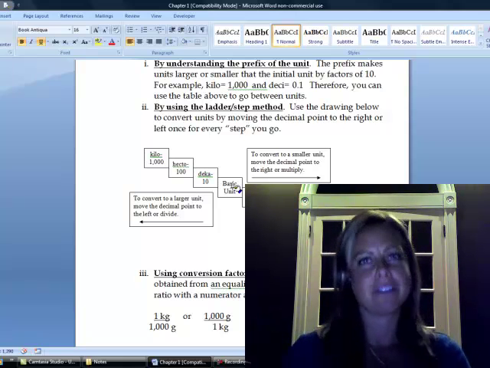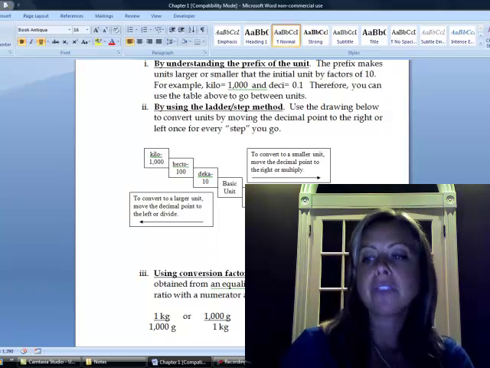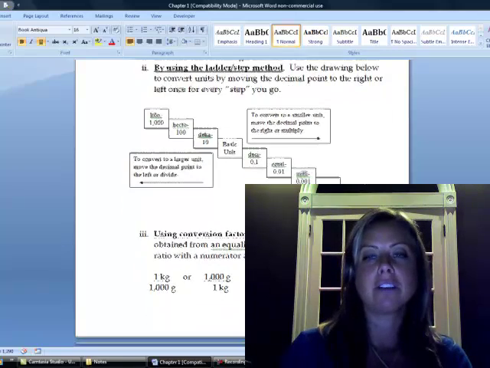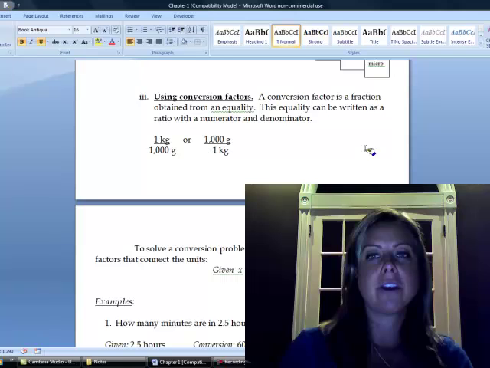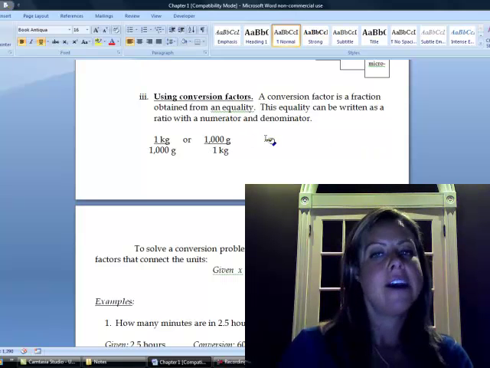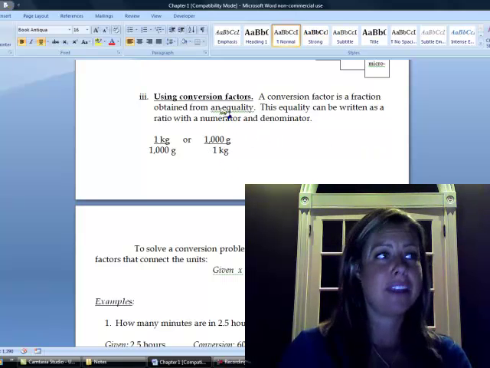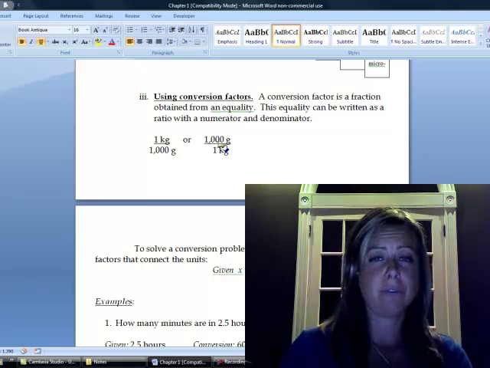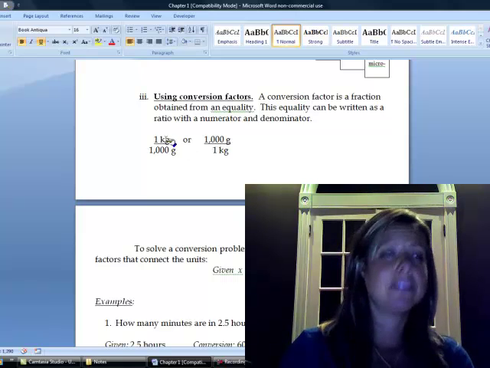And we'll play with this in class as well. Another thing that you can do is using what are called conversion factors. And so here are conversion factors right here. And that's using that equality that we talked about, but putting it in fraction form. So 1 kilogram is equal to 1,000 grams.